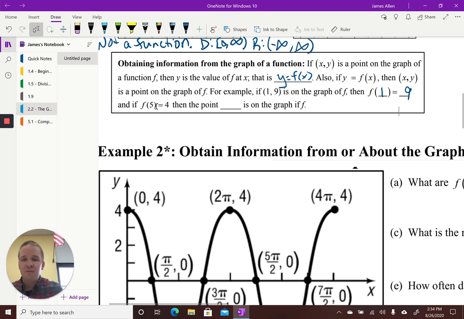And if f of 5 equals 4, then the point 5 comma 4 is on the graph of f. There might be a couple typos here and there. I found one earlier. All right, cool.